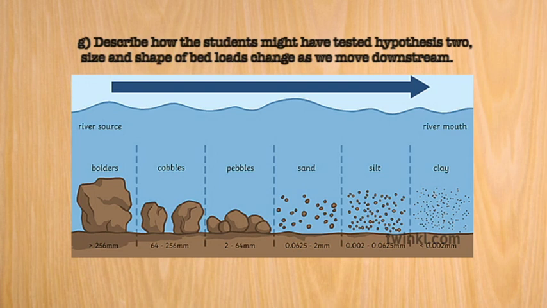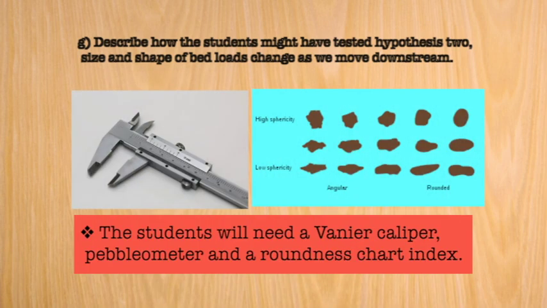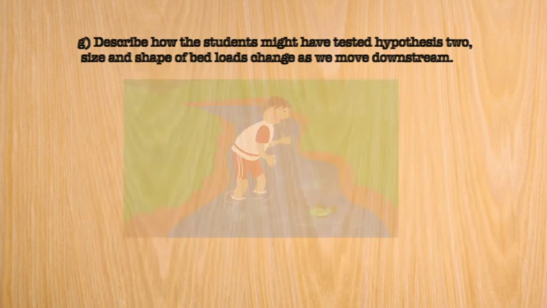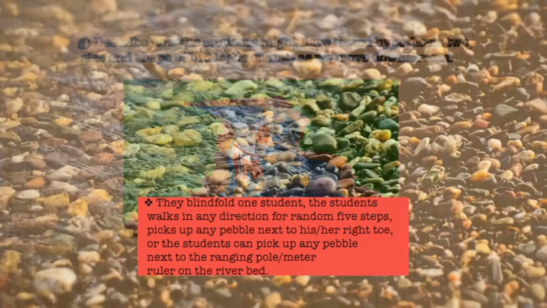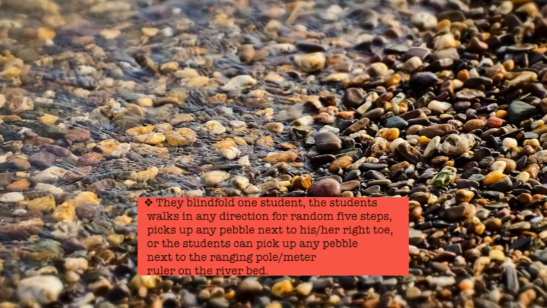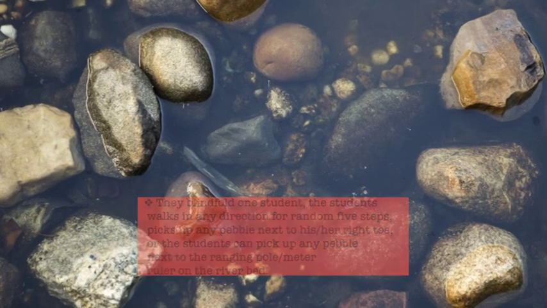Question G. Describe how the student might have tested hypothesis 2, size and shape of bed loads change as we move downstream. The student will need a vernier caliper or a pebblemeter and a roundness chart index. They blindfold one student. The student walks in any direction for random 5 steps and picks up any pebble next to his or her right toe. Or the students can pick any pebble next to the ranging pole or meter ruler on the riverbed.